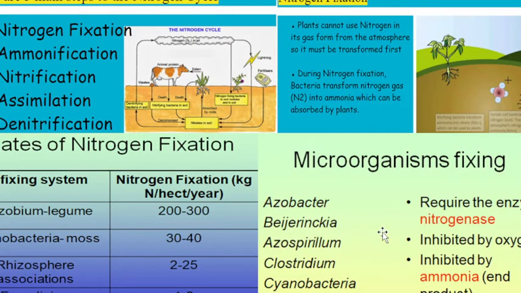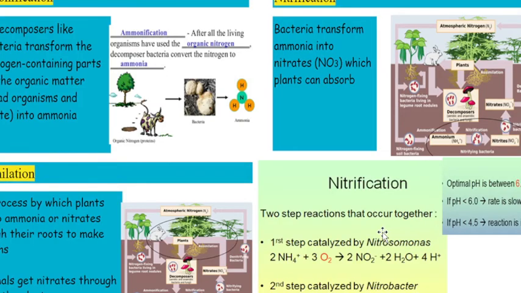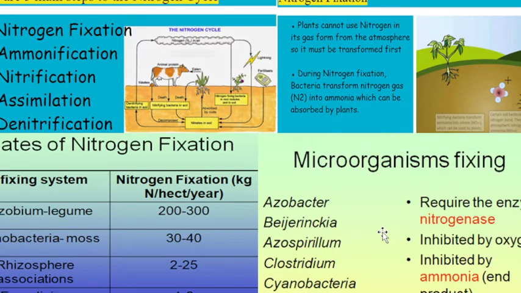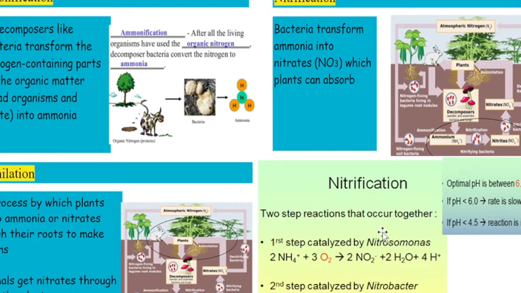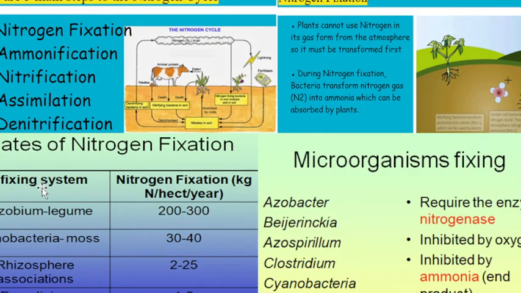Next, the second step is ammonification. Ammonification is where decomposers like bacteria transform the nitrogen-containing parts of organic matter, that is dead organisms and waste, into ammonia. After all the living organisms have used the organic nitrogen, decomposer bacteria convert the nitrogen to ammonia. So in the ammonification process, ammonia is formed. This is your second step, ammonification. Then the third is nitrification.